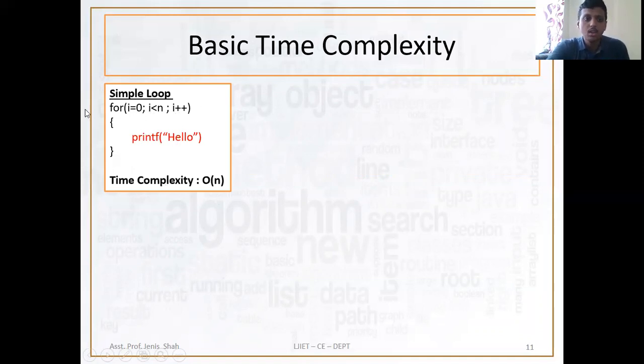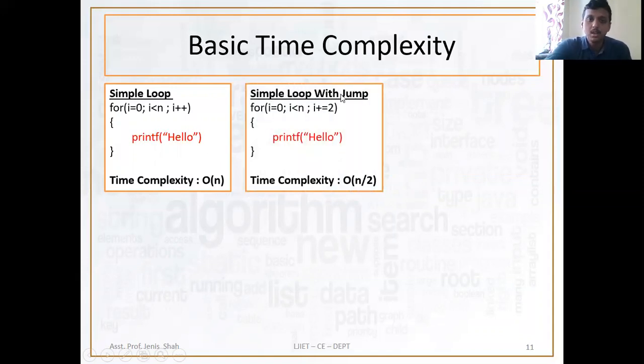After adding all this, what is the main equation? Where do we focus? The main part, or main heart, of the function. What is the main heart of the function? printf hello, because that statement will be executed most of the time. How many times will it be executed? n times. That's why the single for loop time complexity is O(n).